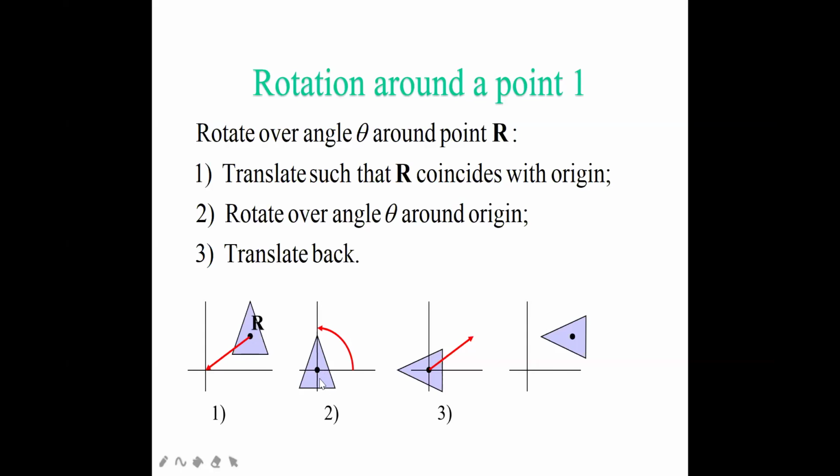What is the next thing you are going to do? You have to rotate by the angle theta around the origin. This red sign you can see is my rotational basis. Now if I rotate by angle theta, my object also will rotate, and it will look like this. Once the rotation is done, next you translate it back. The same object will translate back, which you can see here in the last diagram.